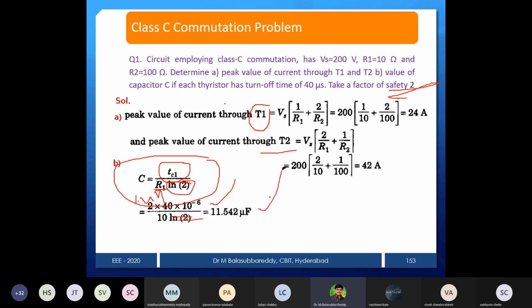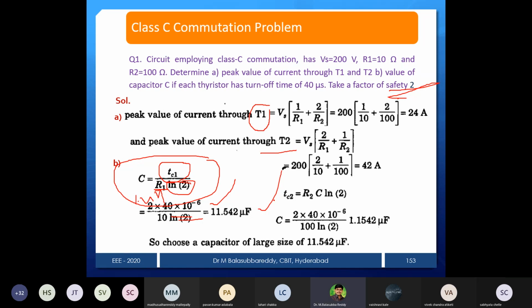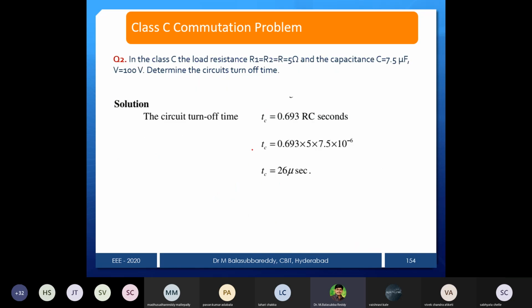So that will give the capacitor. This much value of capacitor you have to use there for reliable operation. So that is 11.54 microfarads. Choose a capacitor of larger size, just above this 11.54. And another one you can see is the circuit turn off time. For the given data, what is the Tc we have to use? So 0.693 into RC, R is given, C is given, we will get 26 microseconds as the turn off time.